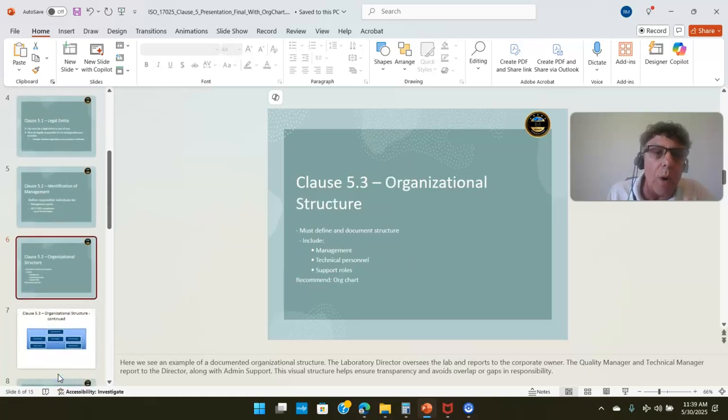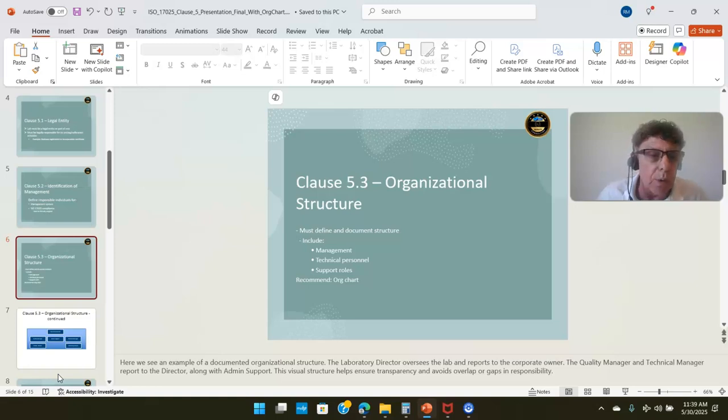So again, what we want to do is we'll move on to section 5.3, which is the organizational structure. This is where we must define and structure the laboratory to include management, technical personnel, and support roles. And I recommend having some sort of organizational chart to do this. That organizational chart can be embedded into a quality manual, or it can be referenced from a quality manual and be a separate document. It's really up to you as a laboratory how you want to do that.